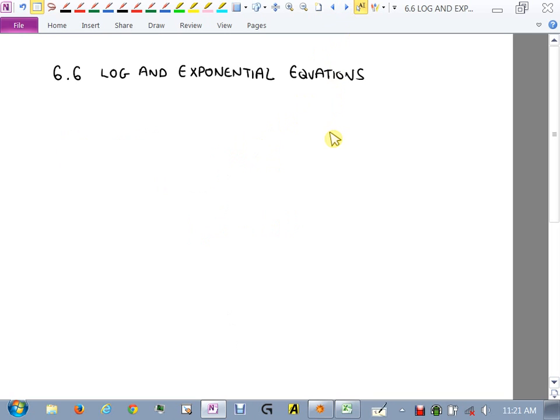Okay, 6.6, log and exponential equations. So we've kind of come to the pinnacle of everything we've been doing. The whole idea is to be able to solve logarithmic and exponential equations, equations that we didn't know how to solve before we started this chapter. So here's your first example.